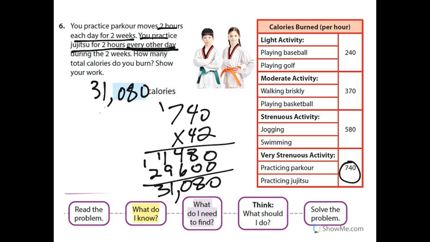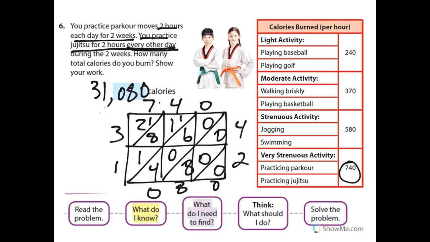31,080 calories. Yeah, you know, depending upon how many people got it right, it's how many Jolly Ranchers they got, because this was a challenging one. All right, let me show it to you in the lattice method again. All right, so that is what the lattice method looks like.